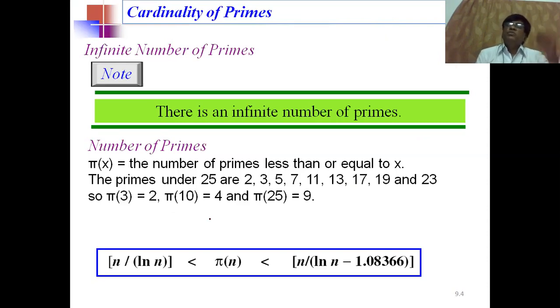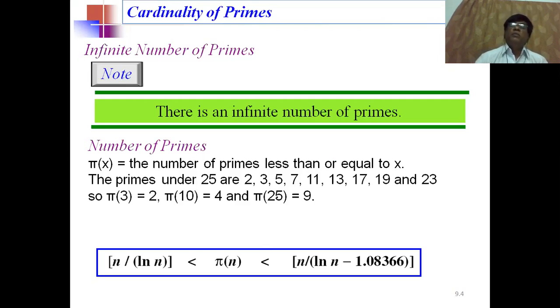That's why you can use any prime number for encrypting our plain text. You can use any biggest prime number. You can use any prime number for encryption and decryption. There is an infinite number of primes.